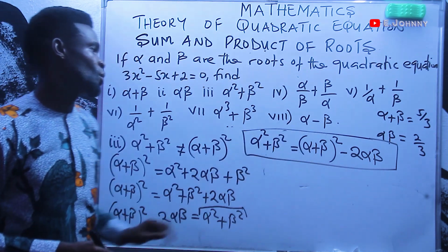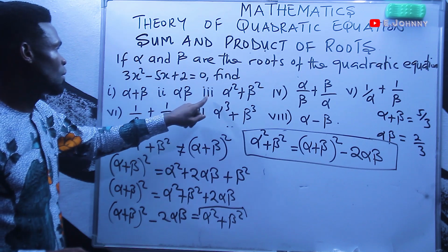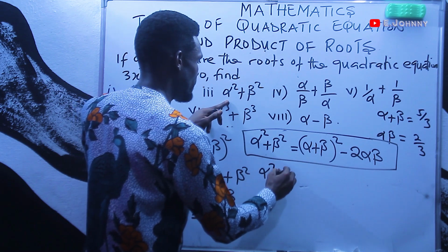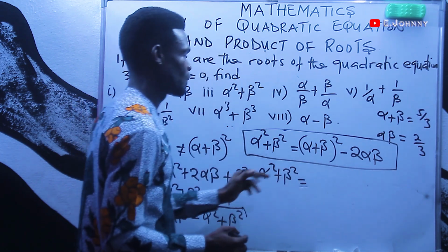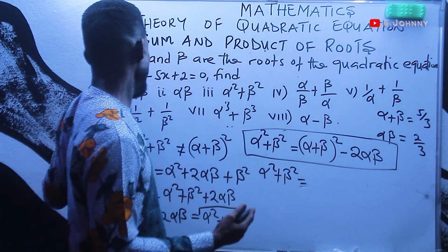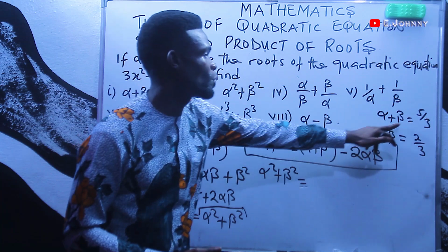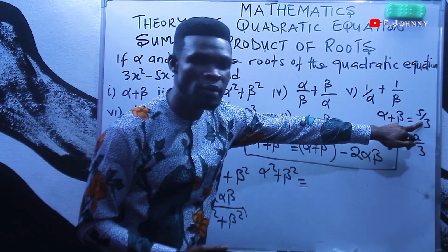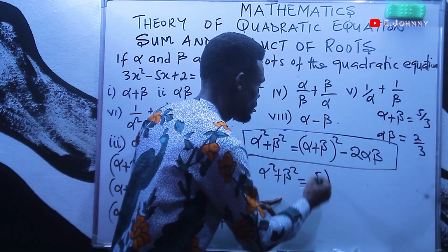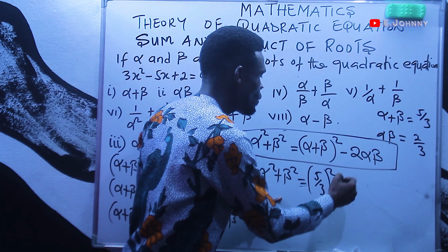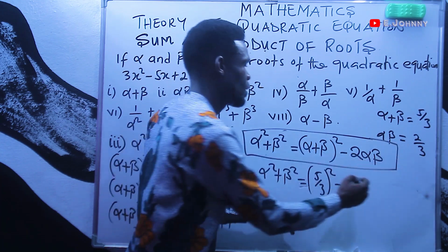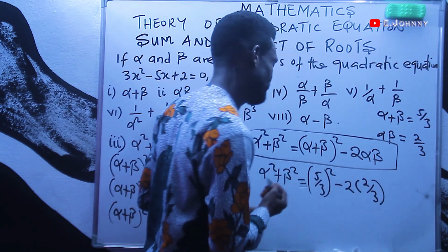So let's use this now to answer the third question, iii. It means that alpha squared plus beta squared will be equal to alpha plus beta all squared minus 2 alpha beta. Don't forget, we've already gotten these from i and ii. So alpha plus beta is 5/3. So carry 5/3 and put it in the place of alpha plus beta. So you have 5/3 all squared minus 2 times what is alpha beta? Alpha beta was 2/3. We put it there, 2/3.